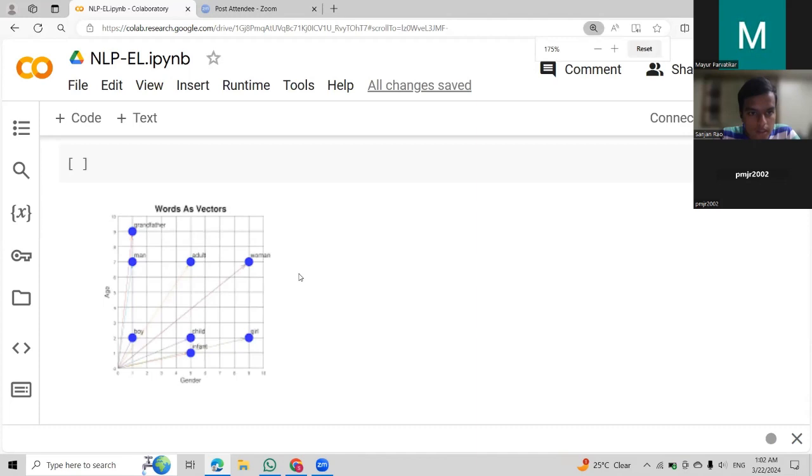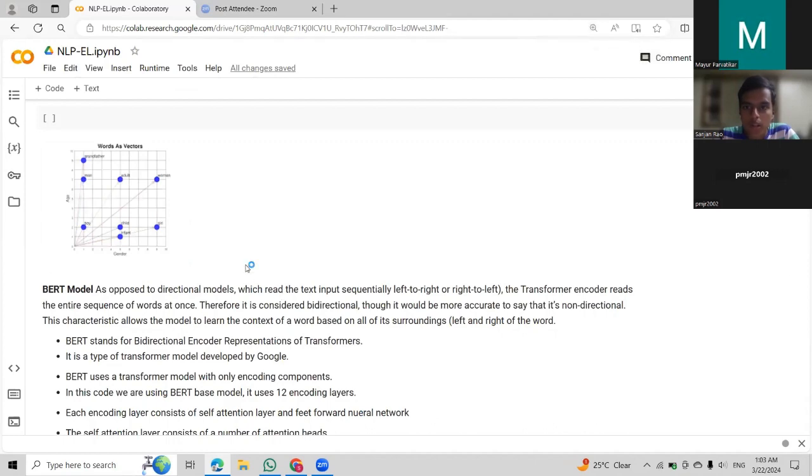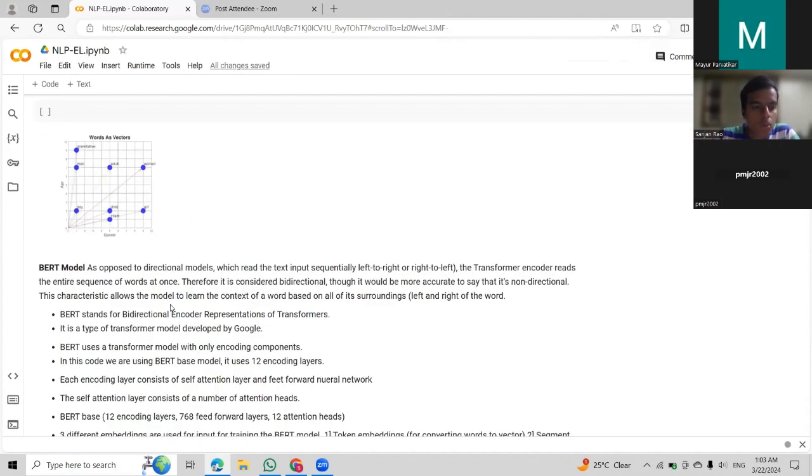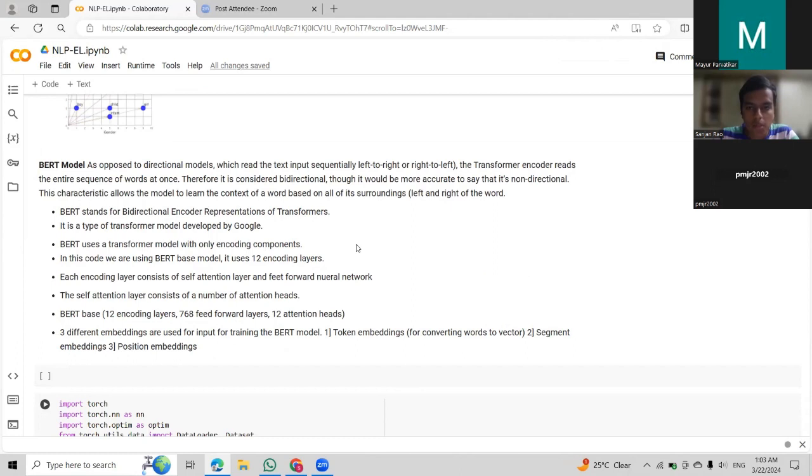So here you can see in the picture, every word is represented as a vector in n-dimensional space, which is fed later on to the BERT model. So let's look into the architecture of BERT model. First of all, why did we choose BERT model? It is because it is a bidirectional model which reads text input sequentially from left to right and right to left. So this is basically a transformer model.